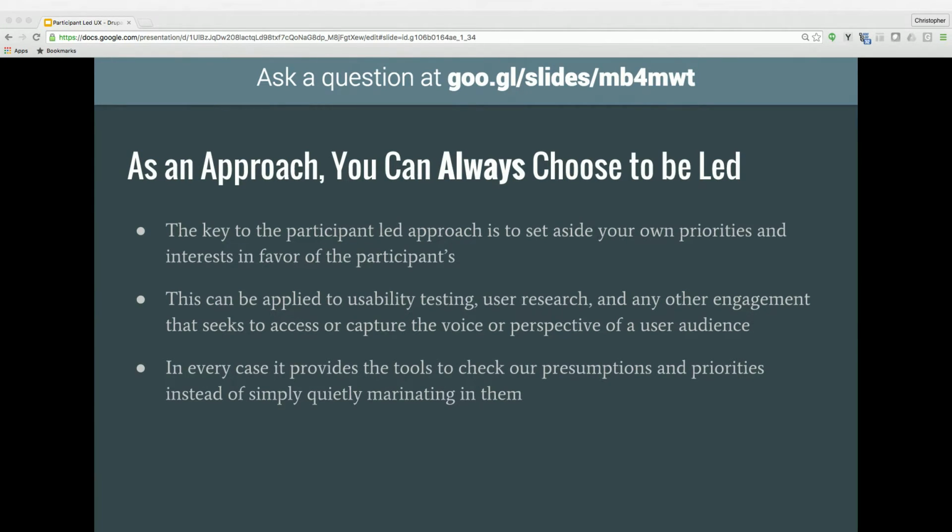And in every case, it provides the tools we need to check presumptions. And you're going to have them. Everybody has them. Let's be honest about it. You walk into a room, you expect things. You came in here today hoping to hear something about participant-led usability, and maybe it would be interesting. We'll talk about how that's working out for you later.